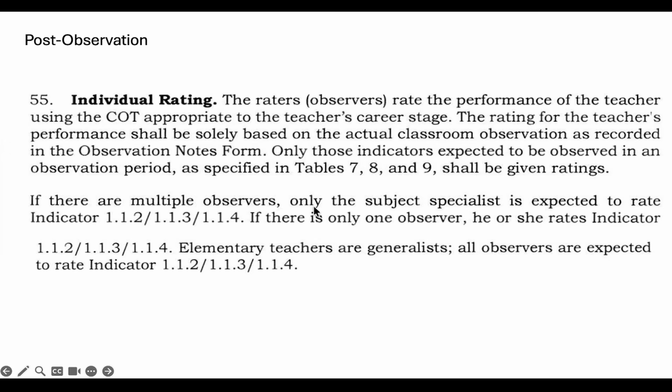So if there are multiple observers, only the subject specialist is expected to rate the indicator 1.1.2, 1.1.3, or 1.1.4. So may ibig sabihin kasi itong 1.1. No? 1.1 means domain 1, strand 1, and career stage 2, 3, or 4. Yun yung ibig sabihin yan. So if you try to observe later on, yung indicator na domain 1, strand 1 talks about integration across different subject areas. So only those who are subject specialists po ang magre-rate. So if, for example, it's a math subject and you have an observer who is a subject specialist, siya lang po yung magre-rate on the integration across different subject areas.